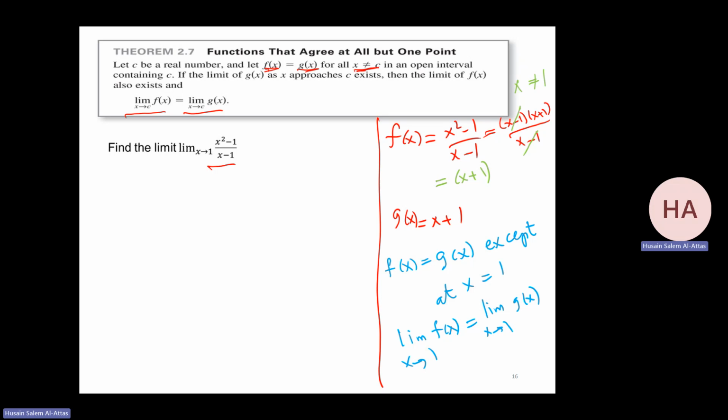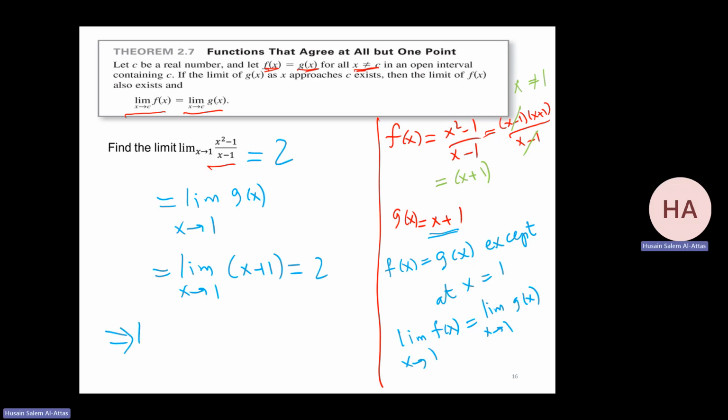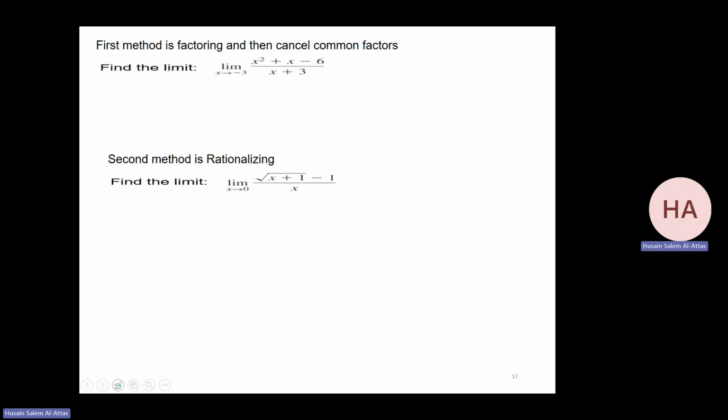That means this limit would be the limit as x goes to 1 of g of x. For g of x, we can find the limit easily, which is just substituting: limit as x goes to 1 of x plus 1, which is 2. So this limit is equal to 2. So the limit as x goes to 1 of f of x is the same as the limit as x goes to 1 of g of x, which is 2. That's mainly the idea. Now let us do some examples.